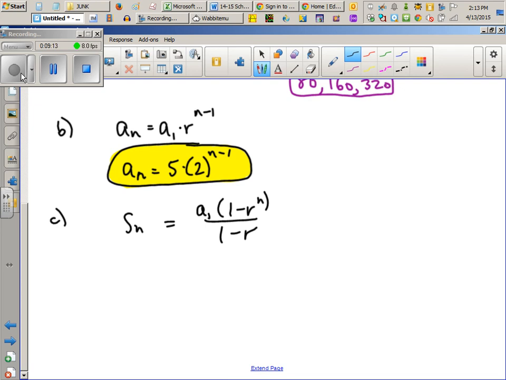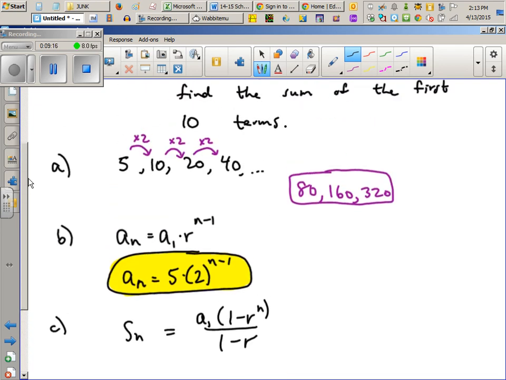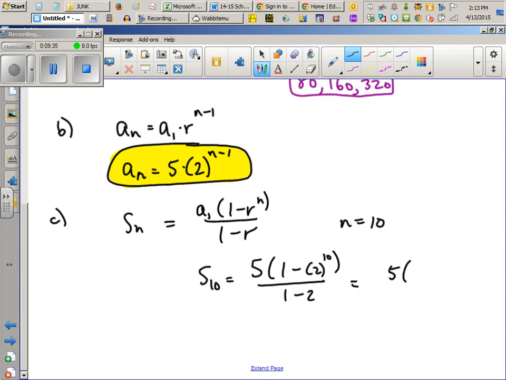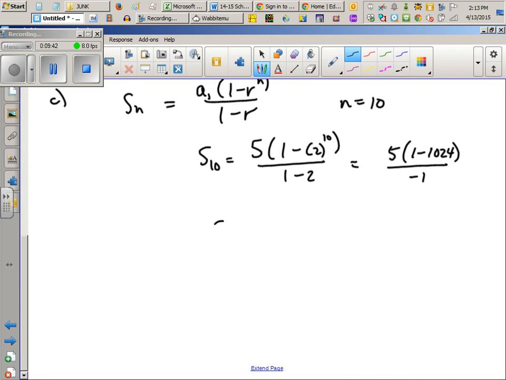So basically, if we're going to be finding the sum of the first 10 terms, we would simply use n equals 10 and write S sub 10 equals, okay, the first term, 5, times 1 minus the common ratio to the 10th all over 1 minus the common ratio. So you basically get 5 times 1 minus 1024 over negative 1, or you could just simplify this to be 5 times 1024 minus 1.